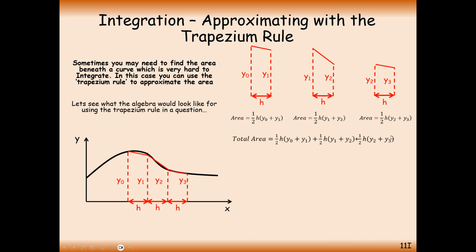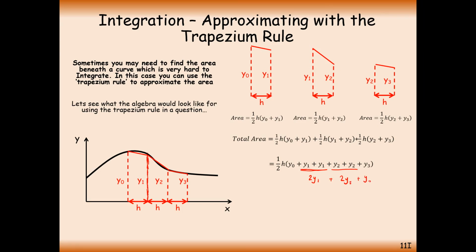If we add these three together, what you notice is that, first of all, let's factorize half h out of every term. Once we've done that, we see that there are two lots of y because this height here is repeated both in the leftmost trapezium and the middle trapezium. So y1 is repeated there, and we can simplify that to two lots of y1. And again here, y2 is repeated, so we simplify that to two lots of y2.